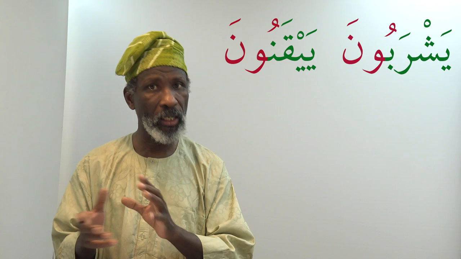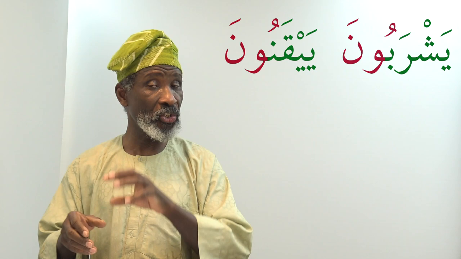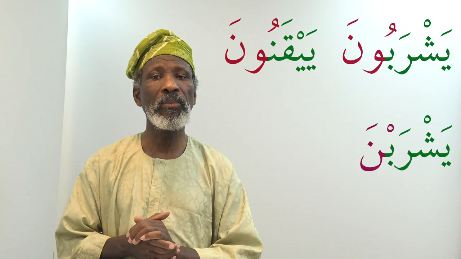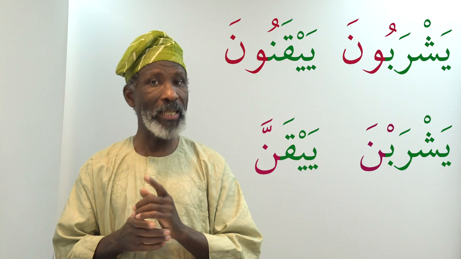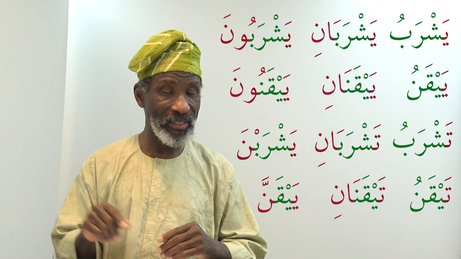What about they, meaning three men or more, using una ending? Yashrabuna, yayqanuna, or the yayqanu, or yakina verb. For the female, you say yashrab, sukun on the ba, and then na. Yashrabna, yayqanna. Again, you combine your noon. Yayqanna. Yashrabna. Yayqanna.